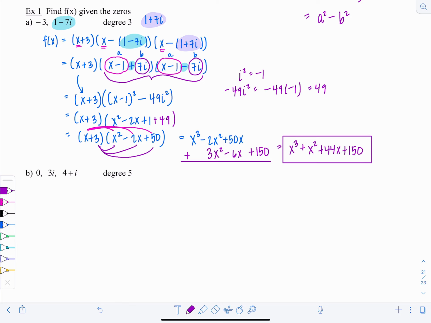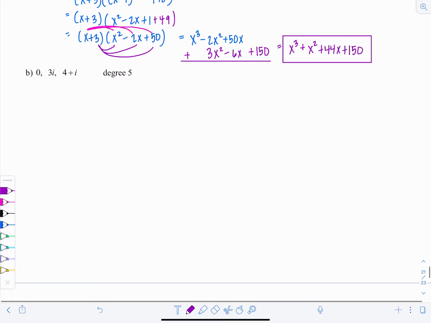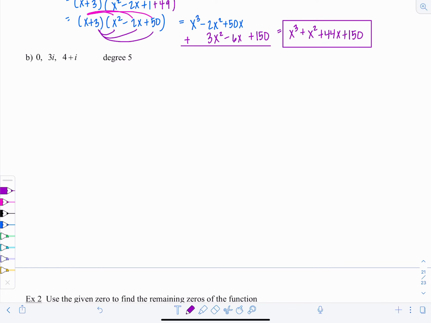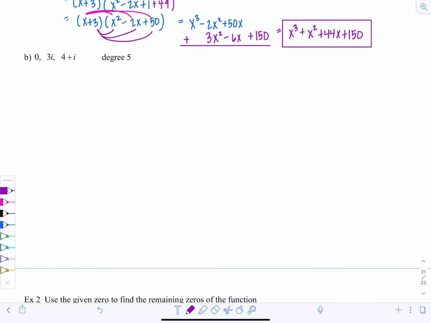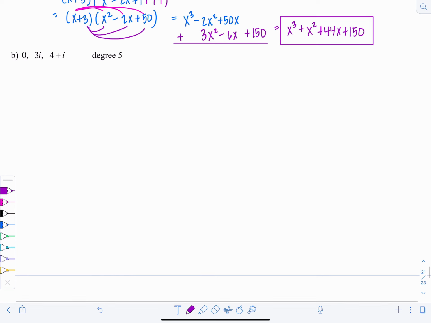Okay, let's look at another one just to make sure we have it under control. So here they're giving me the zeros. They're 0, 3i, and 4 plus i. And this time they're saying the polynomial or the function is degree 5. Well, they only give me 3 zeros. How rude. I'm missing 2.